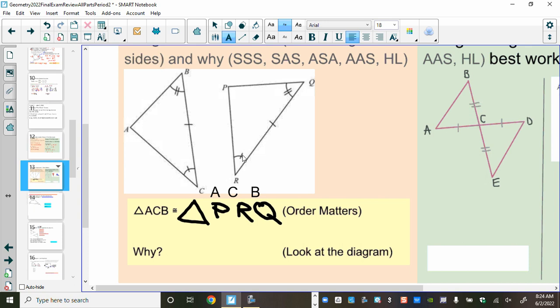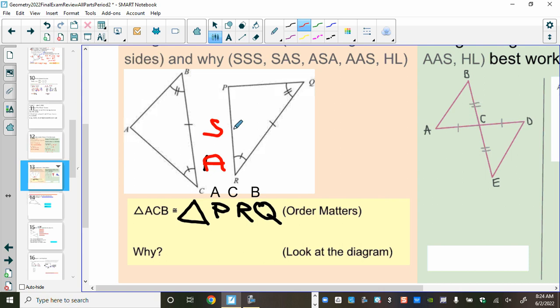Because C and R, there's your angle right there. That's one of them. Here's your first angle. And in between the other angles, that's a side. And then, of course, last angle here. So it is angle, side, angle.